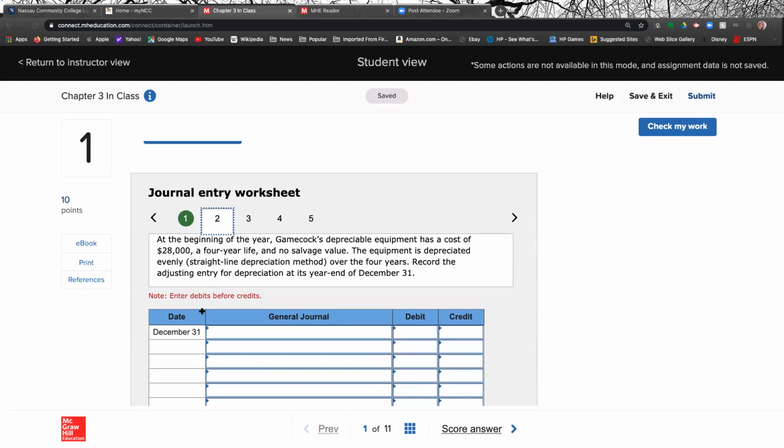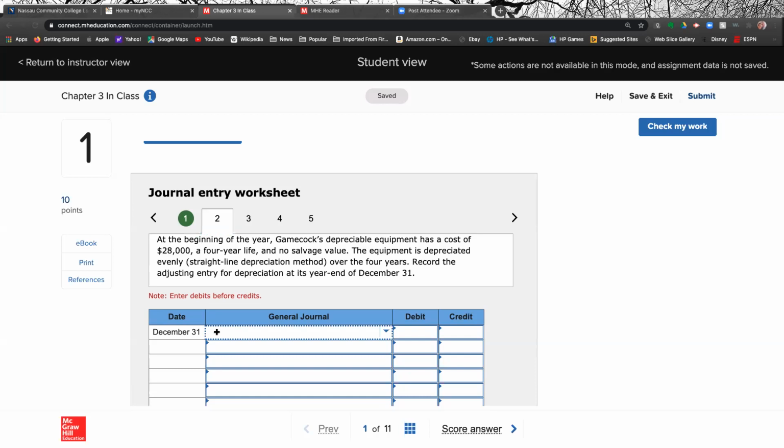Okay. Now, well, we'll see when we go through it. Here's number 2. At the beginning of the year, Gamecock's depreciable equipment has a cost of $28,000, a 4-year life, and no salvage value. The equipment is depreciated evenly over 4 years. Record the adjusting entry for depreciation at its year end of December 31st.